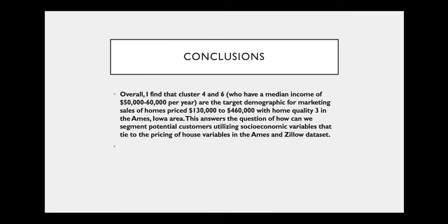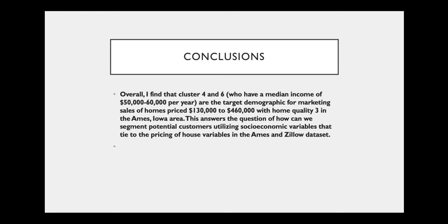Lastly, I wanted to tie together the types of customers that would buy housing in my most predicted range. And I found that clusters 4 and 6, customers who have a median income of $50,000 to $60,000 a year, are the target demographic for marketing sales of homes priced $130,000 to $460,000 with home quality 3 in the Iowa area. And this actually answers my question of how we can segment potential customers utilizing socioeconomic variables in both the Ames and Zillow housing datasets.